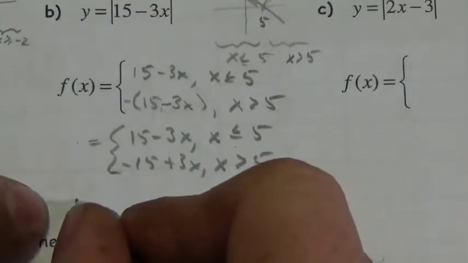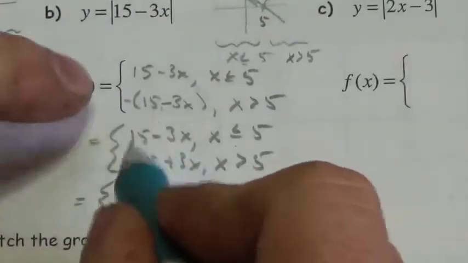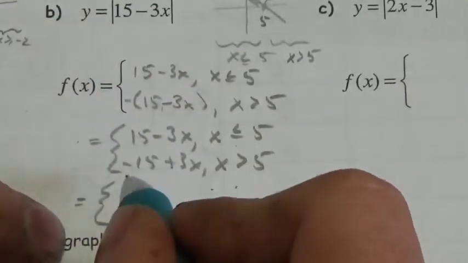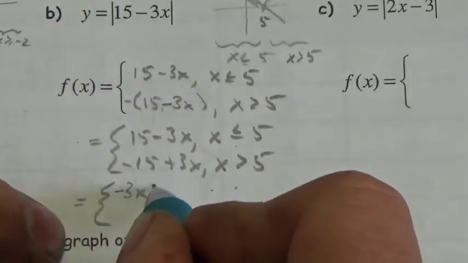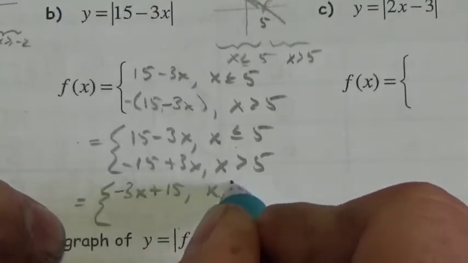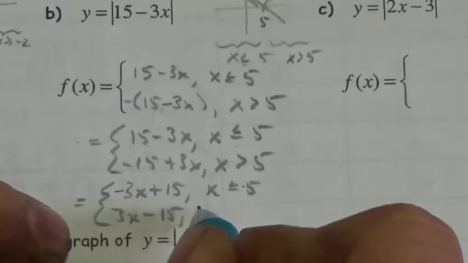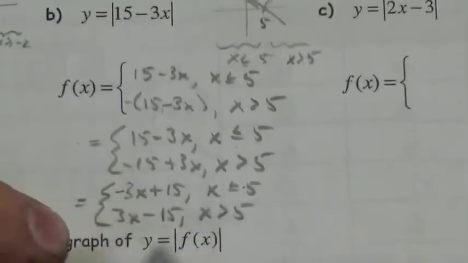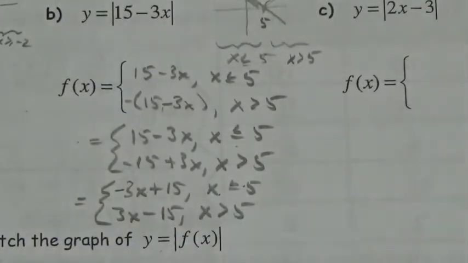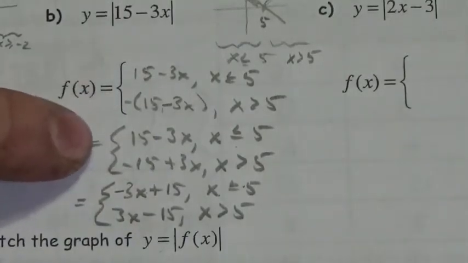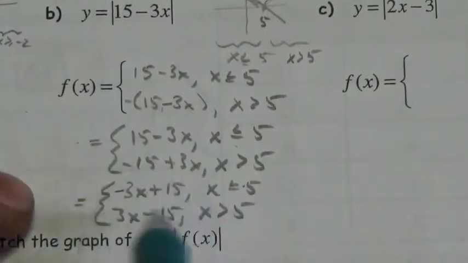Now, I'm going to be honest with you. I would almost prefer if you went one step further. If you change these around and made them a little bit prettier by pulling the linear term up front, so made this negative 3x plus 15 when x is less than or equal to 5, made this positive 3x minus 15 when x is greater than 5. That just looks better. It doesn't mean that this is more right than this one. They're both fine. That just looks better.